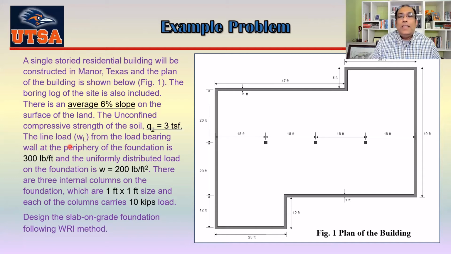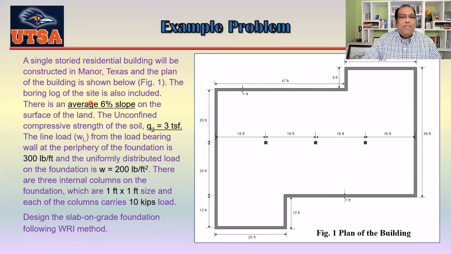Now let's see the example problem here. A single-story residential building will be constructed in Manor, Texas. Manor is very close to Austin, actually. And the plan of the building is shown in figure 1. This is the plan of the building. The boring log of the site is also included. Actually, in the next page, I'm going to show that one to you.